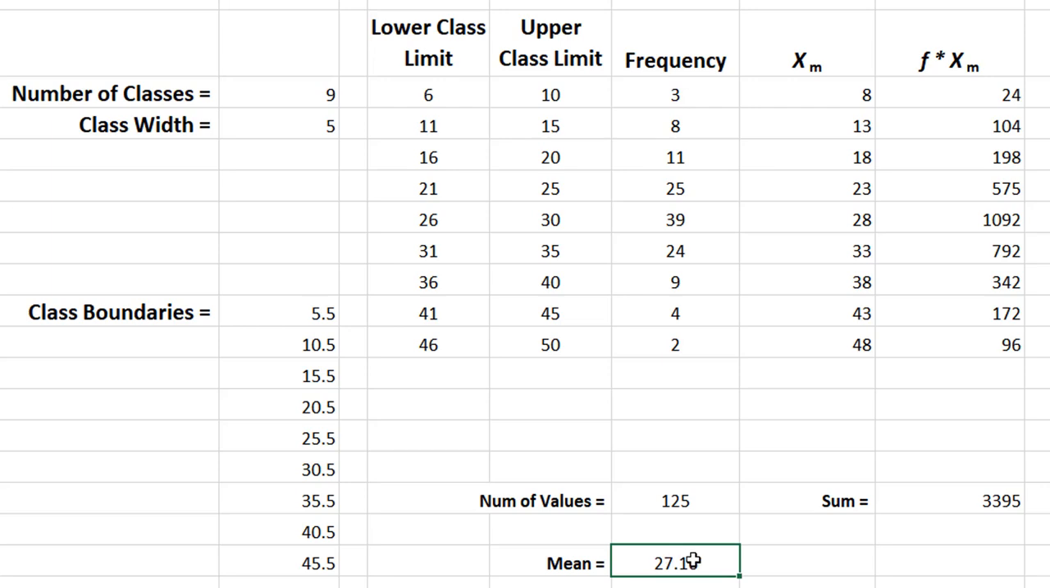So my mean is 27.16. So what that means is what it sounds like, that on average, the speed that people are traveling through this particular neighborhood works out to be about 27, a little more than 27 miles per hour, which is speeding. And we would have to determine whether or not it's worth starting a whole ticket campaign to slow drivers down if the average is 27.16 miles per hour.